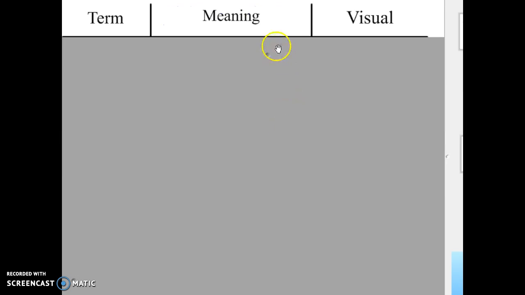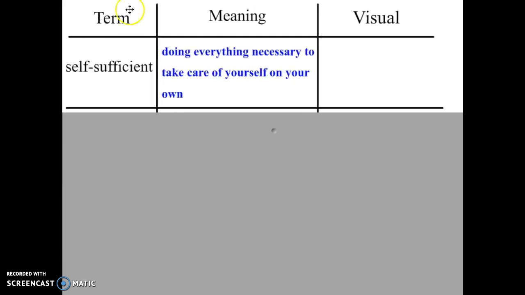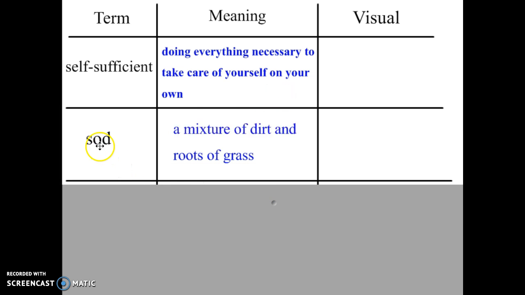If you flip over the back of your sheet, you will see the first word is self-sufficient, something that we would like all of you 4th graders to be. Doing everything necessary to take care of yourself and on your own, okay? In this case, think of it in how it relates to farms, and farms being self-sufficient. Then we have the word sod, a mixture of dirt and roots of grass. If you read any of the Little House on the Prairie books, or when you talked about westward expansion a little bit last year, they may have talked about sod houses, okay?